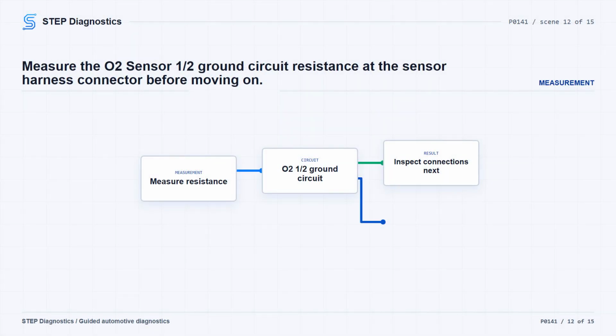Now check the O2 sensor 1/2 ground side. Measure resistance between ground and the O2 sensor 1/2 ground circuit at the O2 sensor 1/2 harness connector. If resistance is below 3.0 ohms, move to the connection inspection. If resistance is not below 3.0 ohms, repair the O2 sensor 1/2 ground circuit for an open or high resistance. Then verify the repair and confirm the code stays gone.